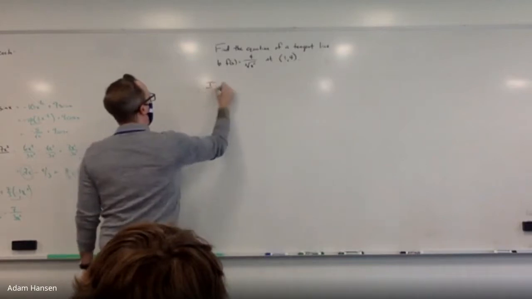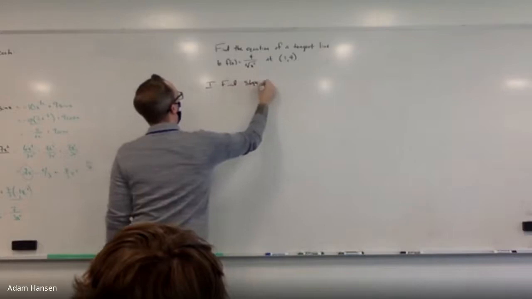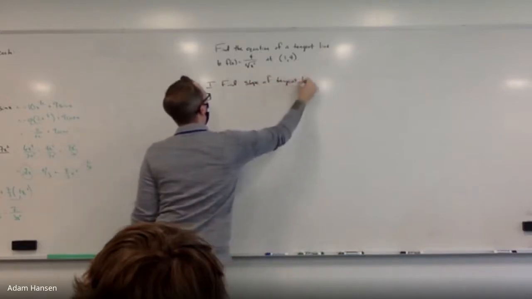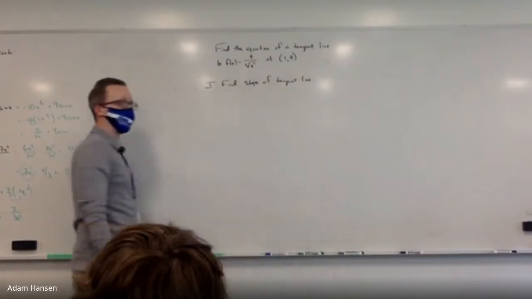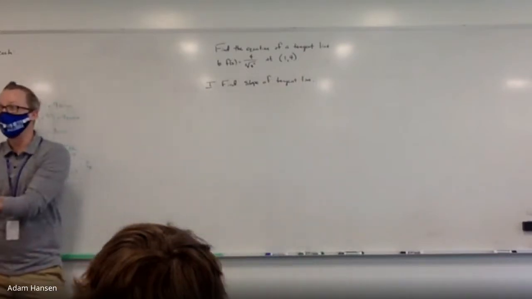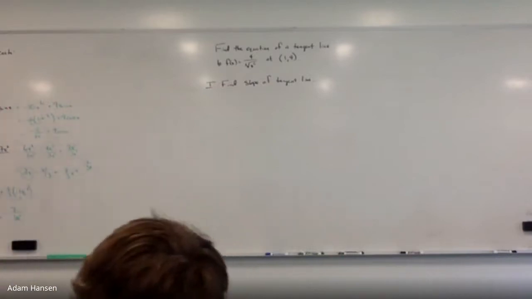Kind of part 1 here. Find the slope of the tangent line. How do we do that? Like we just said, we need to know what the derivative is, and then we need to find the value of the derivative at x equals 1, our point of tangency.